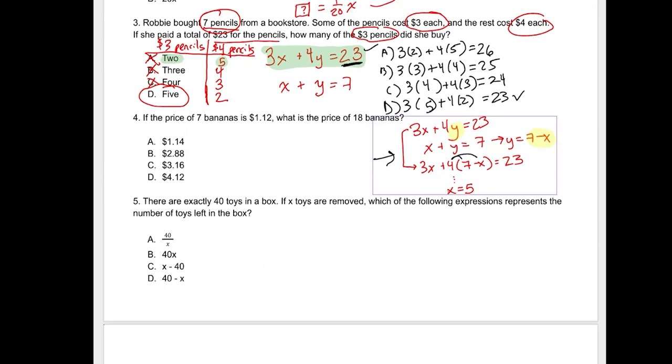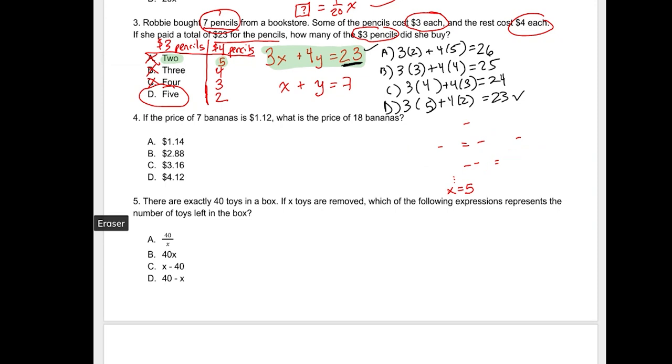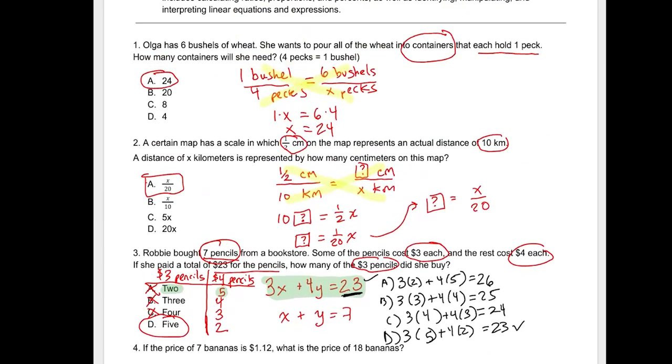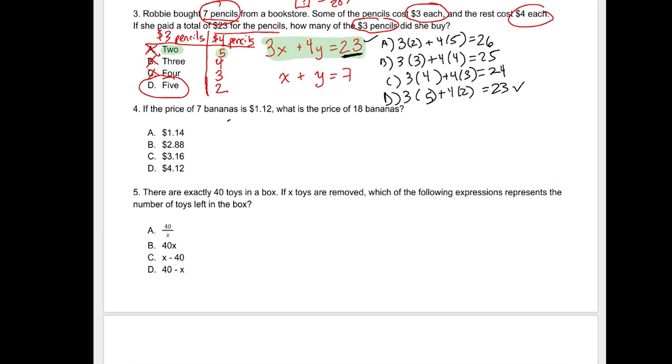Okay, let's move on to number 4. Let's see, I just want to delete all this. Okay, number 4 says, if the price of 7 bananas is $1.12, what's the price of 18 bananas? Now this is one where we could set up a proportion like we did on number 1 and number 2. We could say that 7 bananas corresponds to $1.12. So what is the cost of 18 bananas?